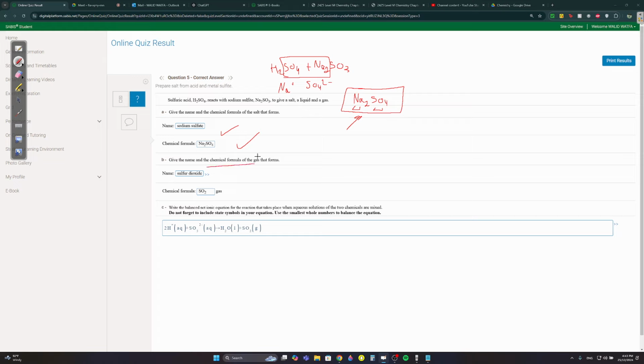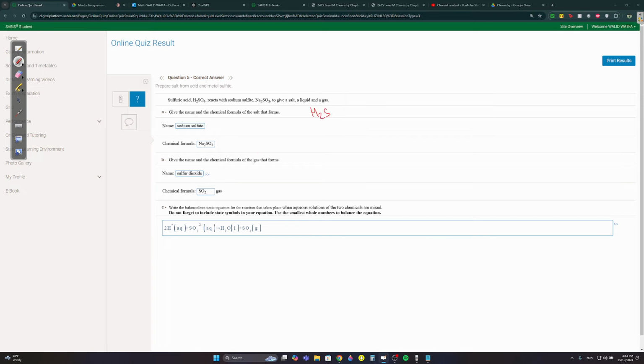And give the formula, we just found the formula. Give the name and the chemical formula of the gas that forms. What's the gas? We said it's reacting with the sulfite. So instead of CO2, like it was a carbonate CO3, now it's SO3, so it's going to be SO2 gas. Instead of carbon dioxide, it's sulfur dioxide. And what's the formula? SO2. Then they say net ionic equation. By the way, same exact thing as the last one.